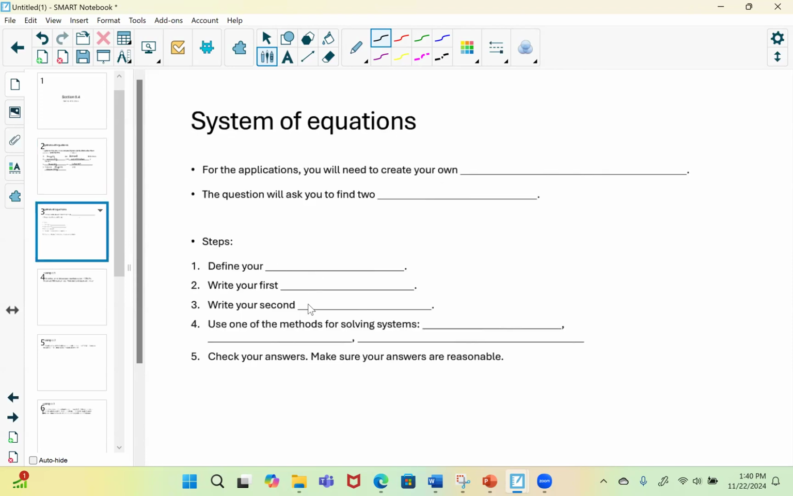Okay, so what we're going to do is you're going to be given a scenario, a word problem, and you're going to have to create your own equations. The question will ask you to find two unknowns, like two things we don't know.